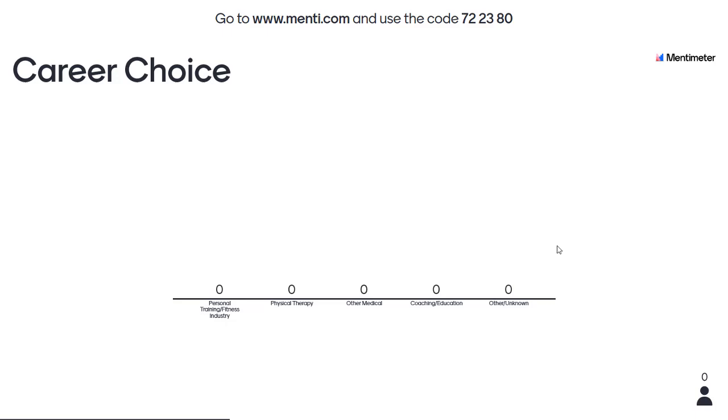With career choice, you'll look at the bottom there and you'll see personal training, fitness industry, physical therapy, other medical, coaching, education, and then other unknown. Not quite a bit, but I have at least 1 or 2 students every semester that are unsure what they're doing. Law enforcement, aviation, something related to sports, just general interest as well. Athletic training is another big field, but I would say that at least 50 to 60% of my students are pre-physical therapy, and the next largest group is the personal training fitness industry.